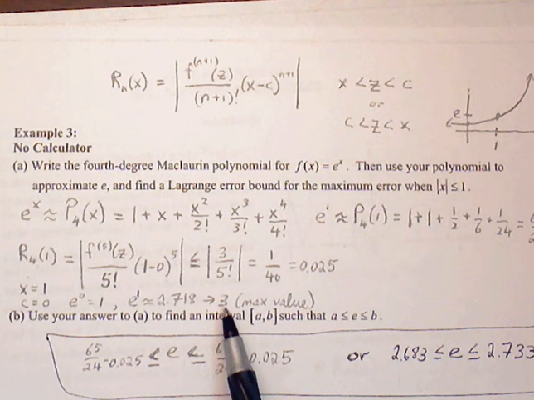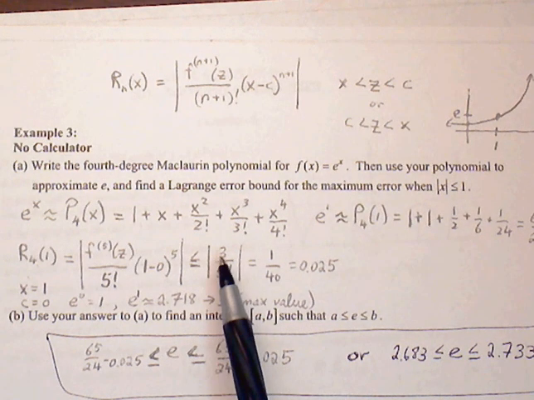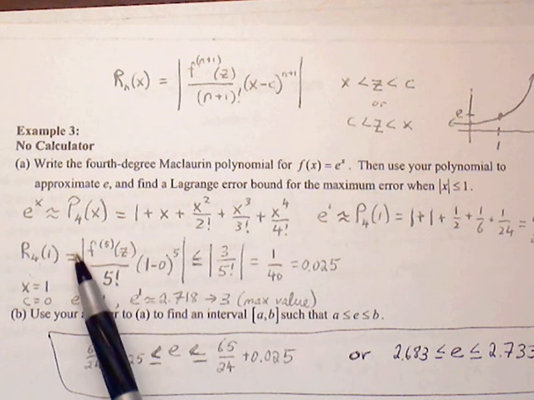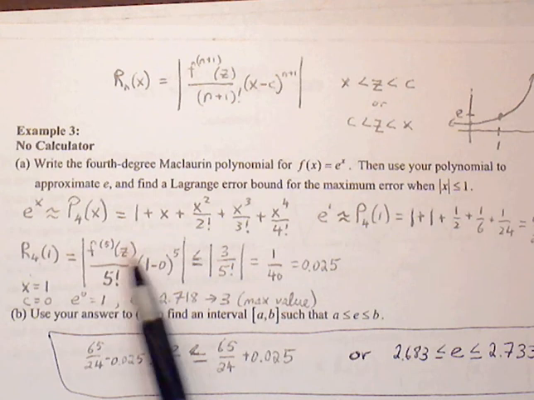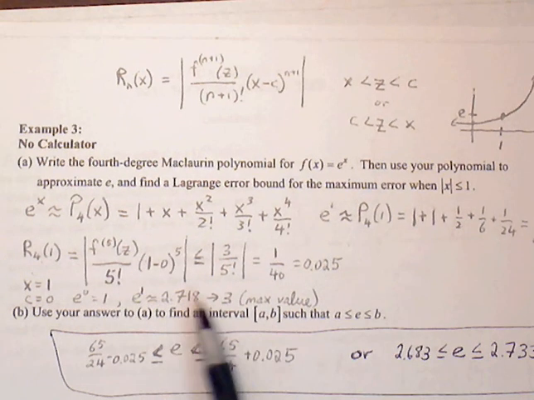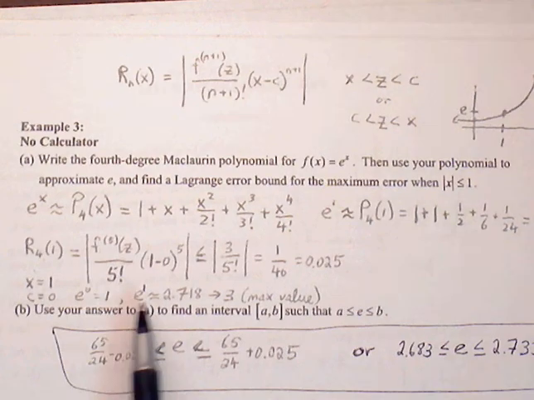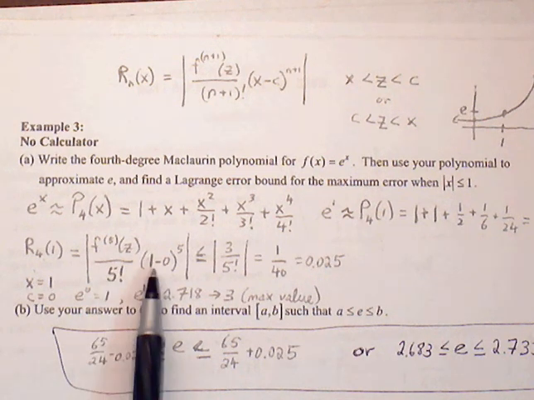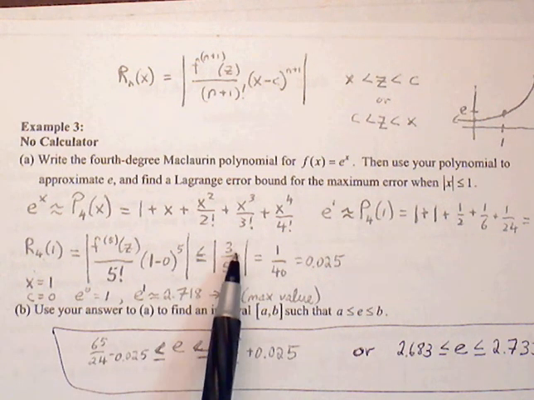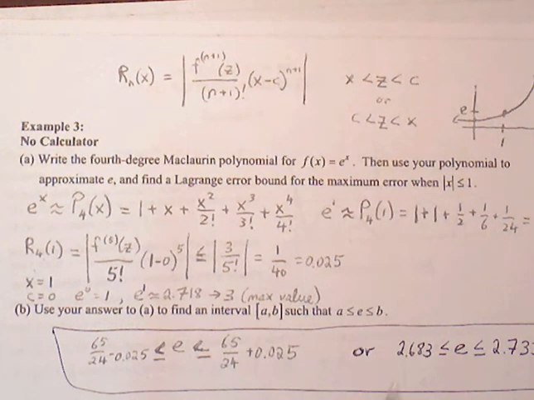We know it's going to be much less than 3, but we know 3 is a nice safe value that we can choose. So 3 will represent the absolute max that this can be, even though we know it has to be less than 3, because we know e to the first power is somewhere in that range of 2.72. So we replace this with 3. We keep the 5 factorial. 1 minus 0 to the 5th is still 1. So 3 over 5 factorial is 1 over 40, which is 0.025.